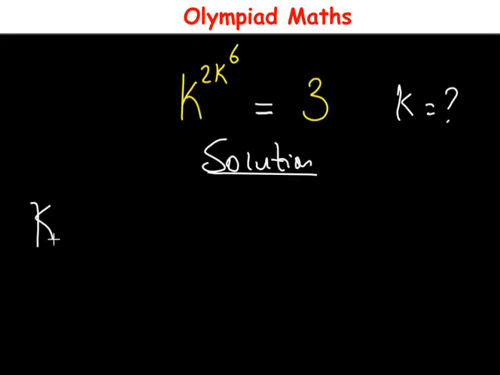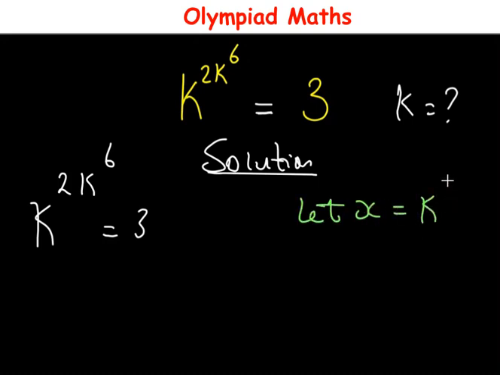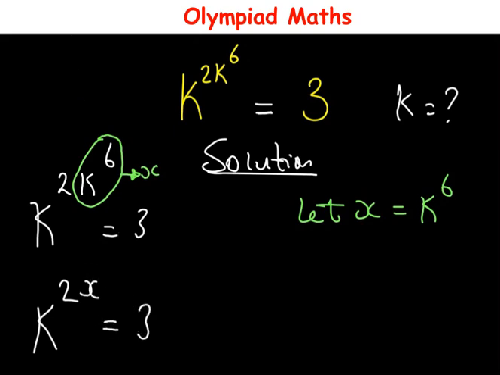So we have k raised to power 2k raised to power 6 is equal to 3. From here, we are going to apply a trick, and the trick is this. We are going to say let x equal k raised to power 6. So right here, k raised to power 6 becomes x, such that what we have is k raised to power 2 times x is equal to 3.